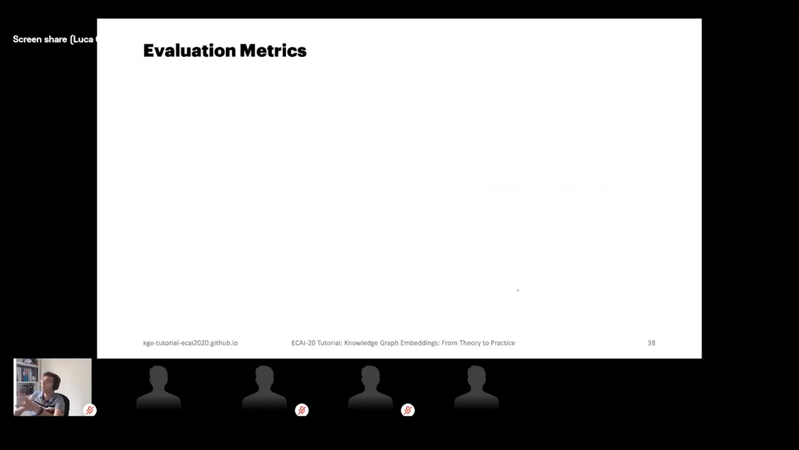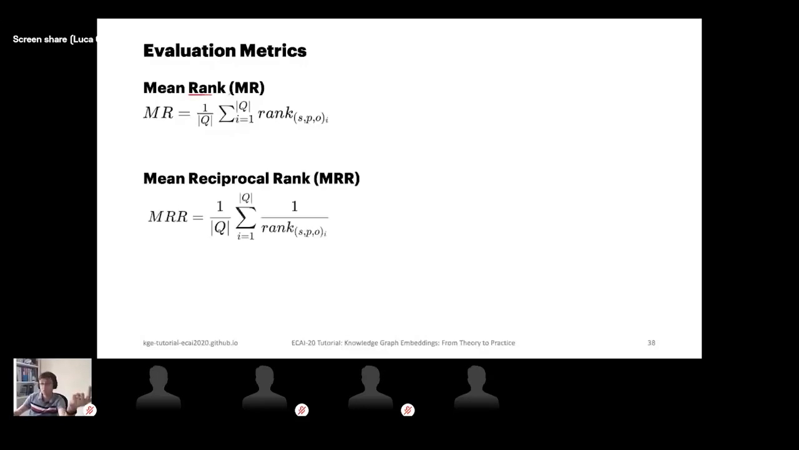And then we'll use metrics which come from the world of information retrieval, ranking metrics. So mean rank, and mean reciprocal rank, which is exactly like mean rank, except that instead of taking the mean of the rank, we invert the rank. We take the reciprocal of the rank because this guarantees a bit of robustness against outliers, right? If there is an outlier here, it will have a big effect on the mean, whereas here it won't.